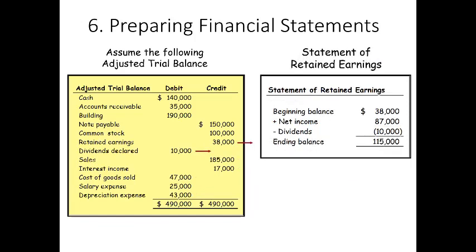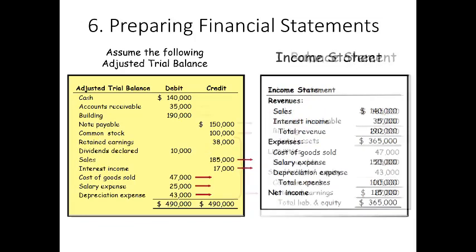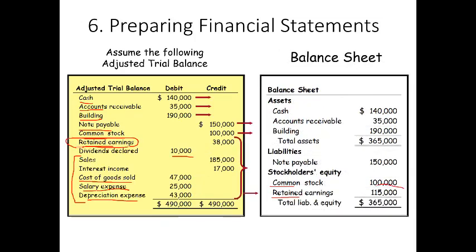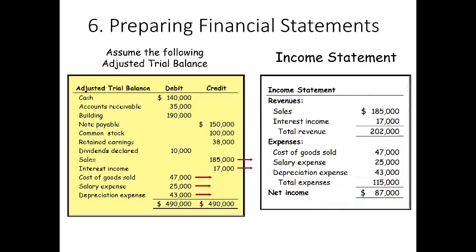Your statement of retained earnings, like I was saying, you have this beginning balance of $38,000. You had net income of $87,000. You paid dividends of $10,000, and so you had an ending balance of $115,000. That $115,000 shows up here on your balance sheet as a component of stockholders' equity.